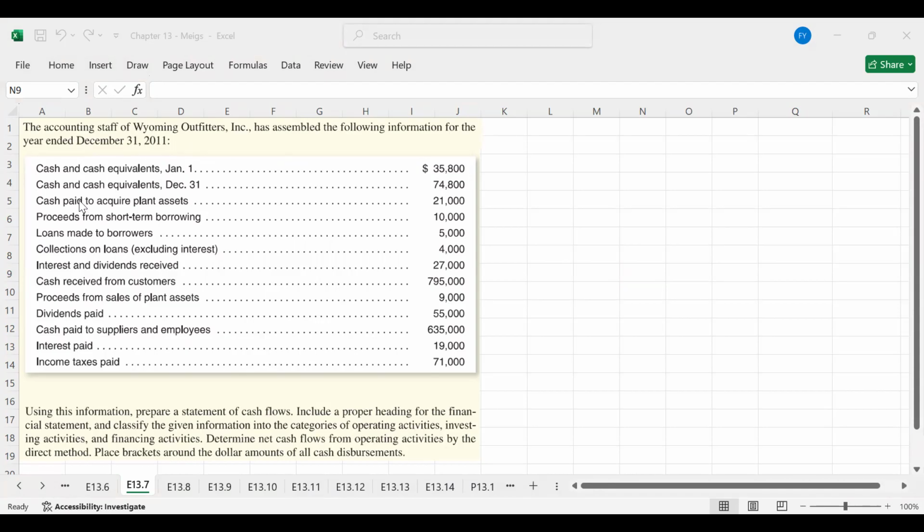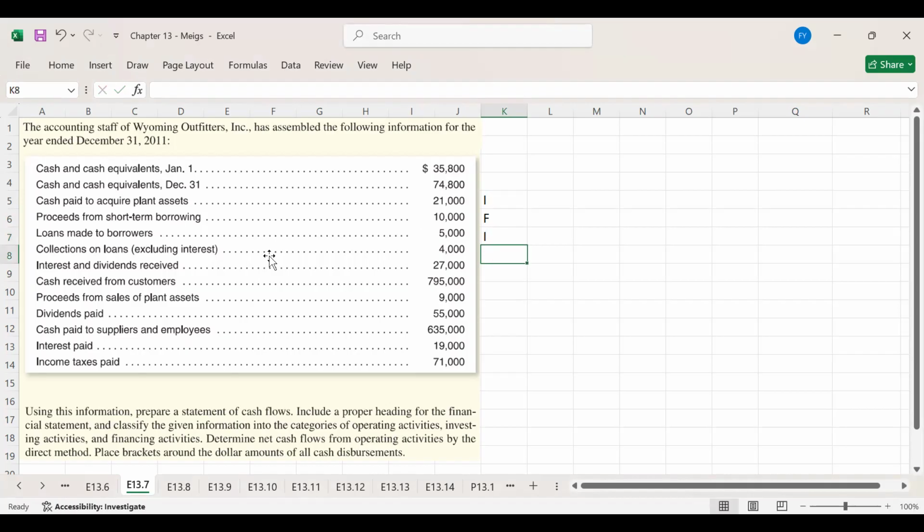Then we have cash paid to acquire plant assets. Whenever we purchase or sell any plant asset or any investment, this would be your investing activity. We can write here, this is your investing activities. Proceeds from short term borrowings: borrowings, whether short term or long term, represent your financing activities. Loans made to borrowers: whenever the company makes loans to borrowers, this would be investing activities.